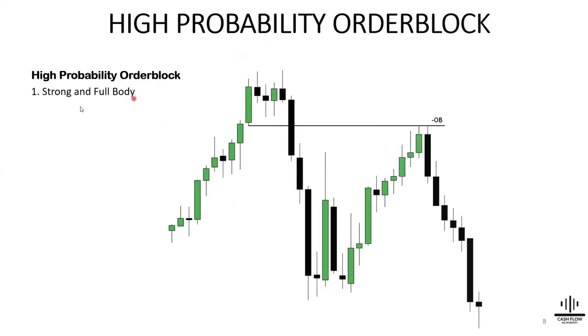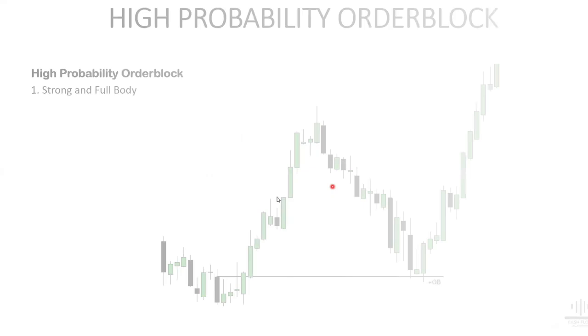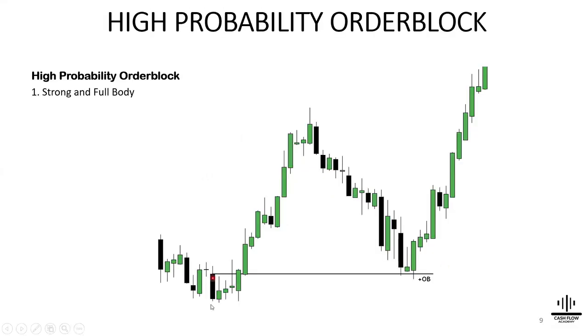So the first feature is a strong and full body. We can see this candle here. It has a strong body. The wicks are short, but the body is full, stronger than the wick. You see this candle compared to this, you see that this has a full range. So this is what we'll be using for the order block. We don't use this. We use this candle that has a full range. And you can see price reacted beautifully. And the same goes for a bearish candle. You can see this candle here. We're not using this candle. We're using this candle here. It's a full range body. I can see price reacted beautifully.